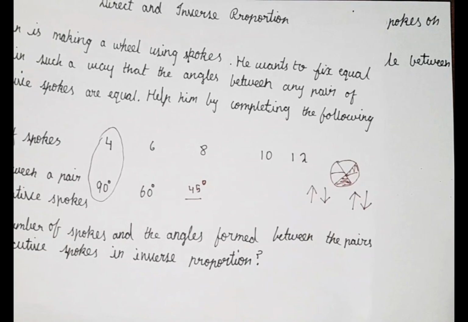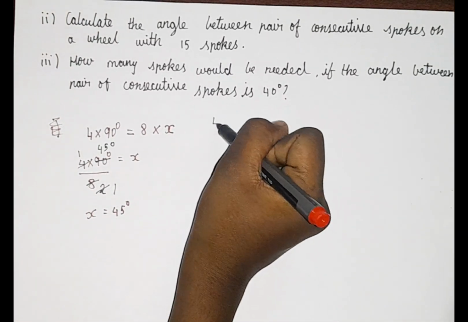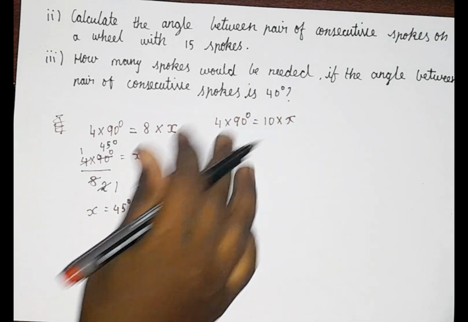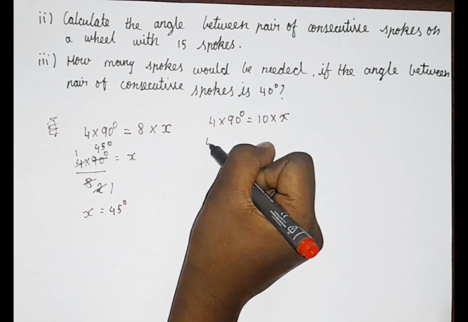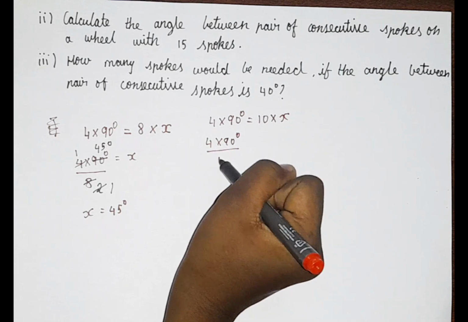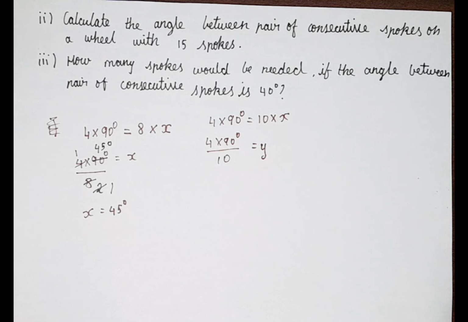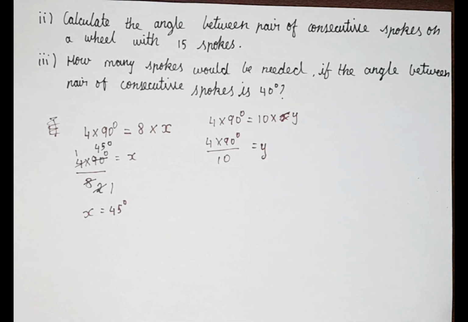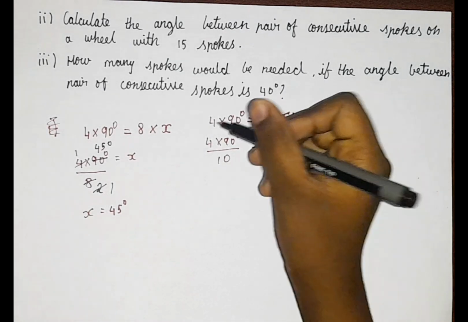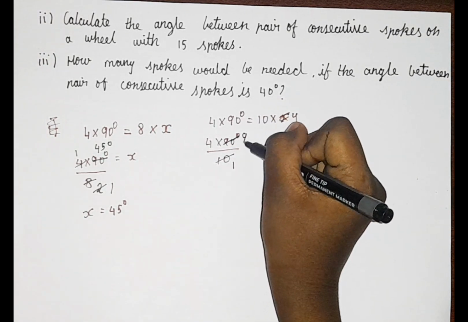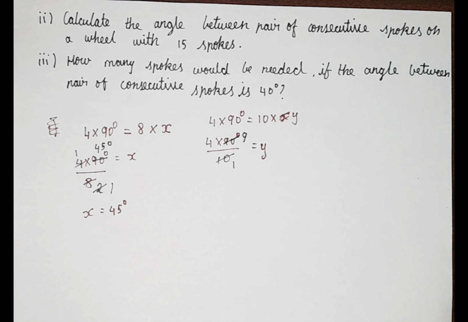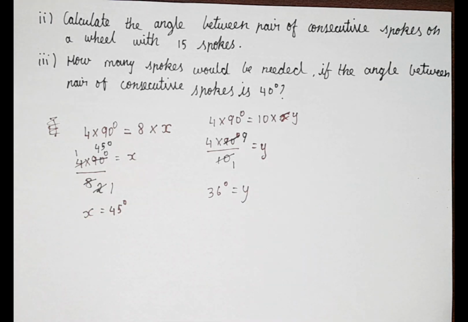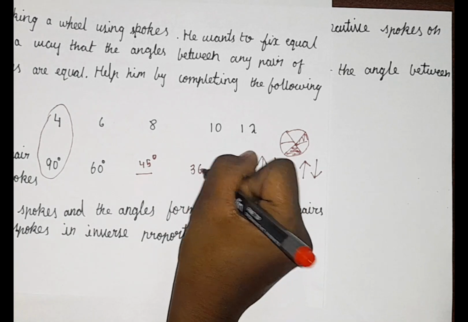In the similar way we have to find for 10 spokes. So 4 into 90 degrees is equal to 10 into y. We take y because we already took x. So 4 into 90 degrees by 10 is equal to y. Now we cancel it. 10 1s are 10, 10 9s are 90. So 4 into 9 is 36. The value of y is 36 degrees. So here let me write 36 degrees.